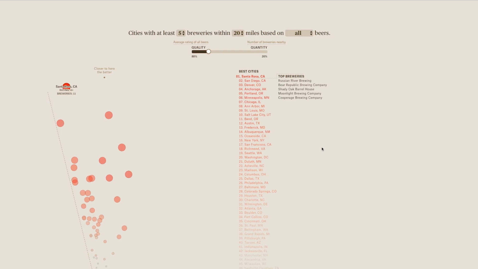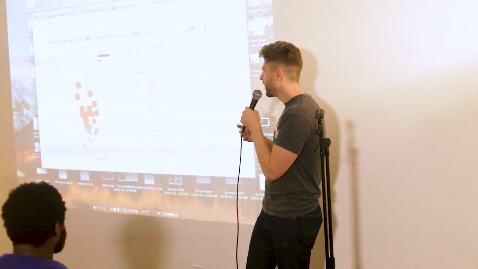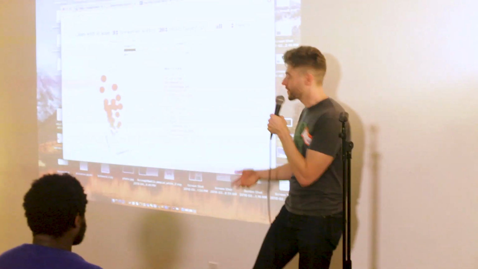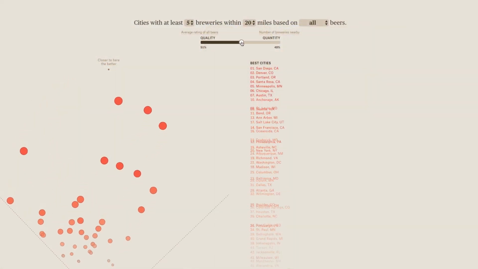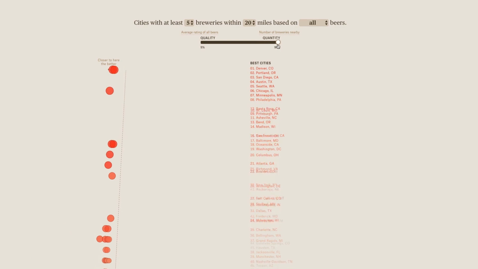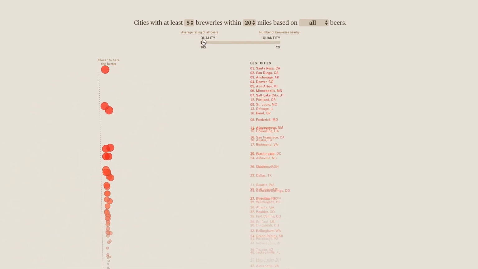One is a city's quantity of microbreweries. So if we were to say Detroit is the best place in the US for microbreweries, well, is it because they have lots of microbreweries? Because they have lots of really high quality beer being served. So what he did was he came up with this thing. If you drag the slider right here, you can decide what is important to you, quantity or quality, and the chart kind of redesigns itself.